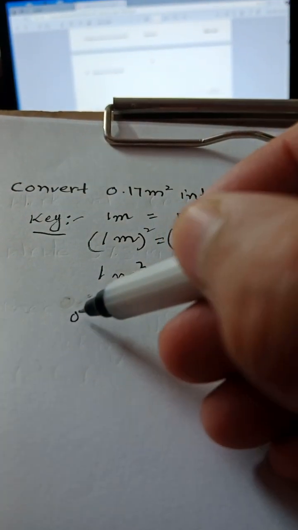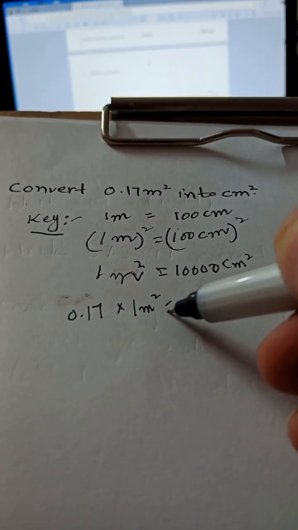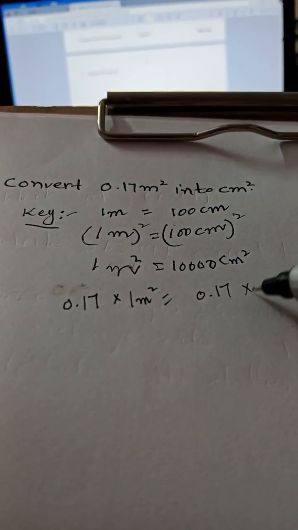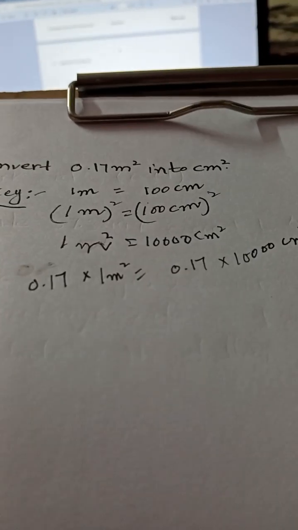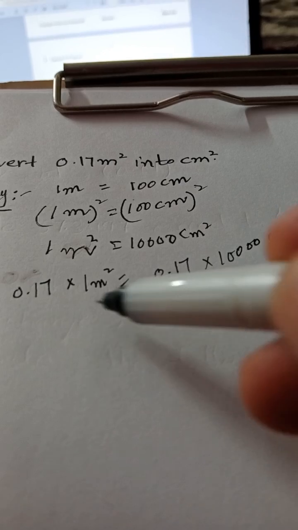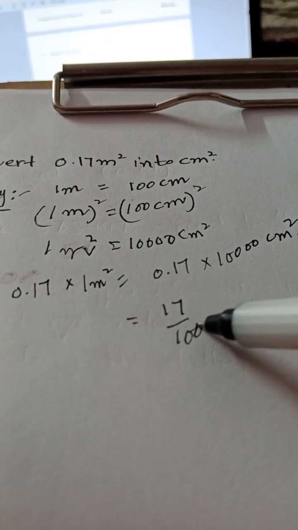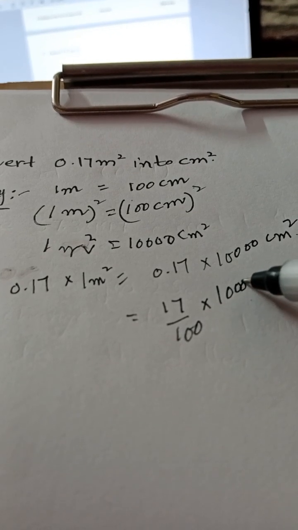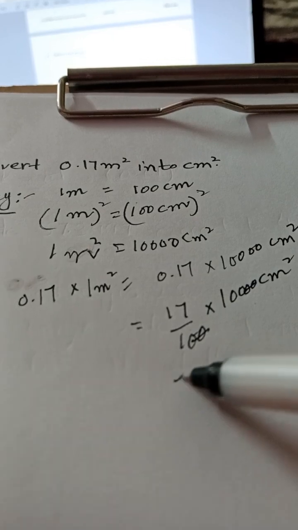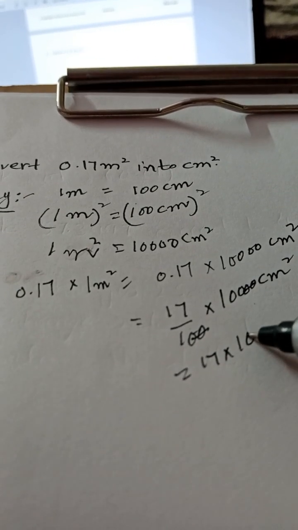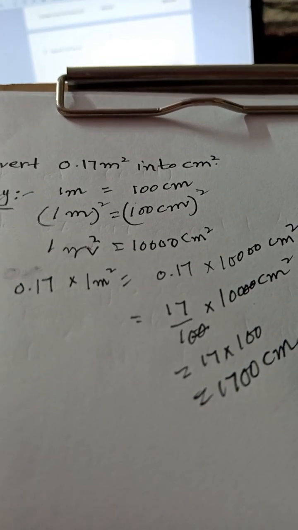So multiply 0.17 with 1 meter square and 0.17 with 10,000 centimeter square. It will be equal to, convert it into fraction form, then multiply it by 10,000 centimeter square. We will cancel out two zeros. Left is 17 into 100, that is equal to 1700 centimeter square.